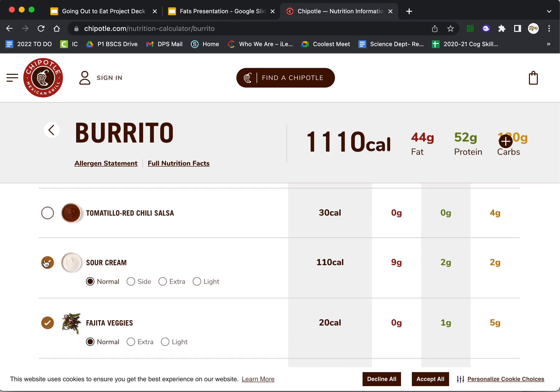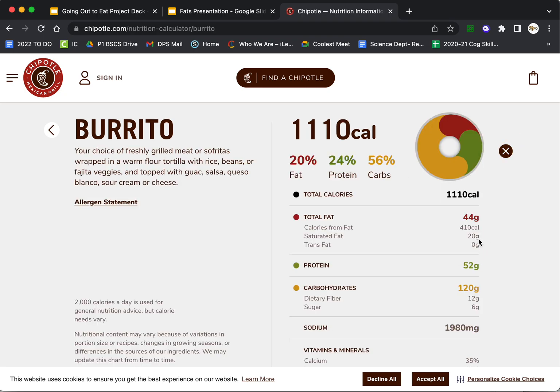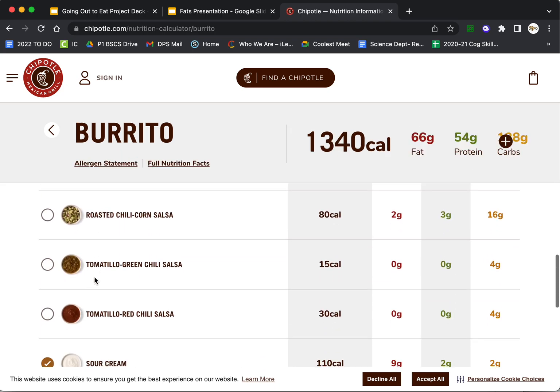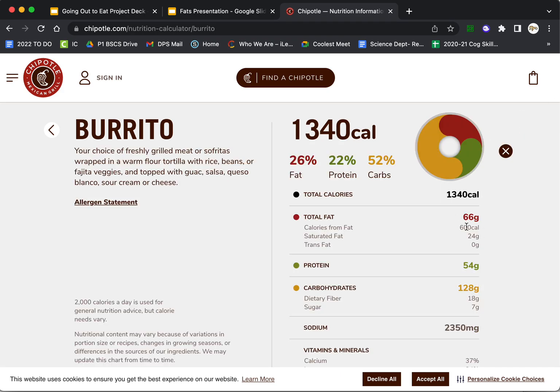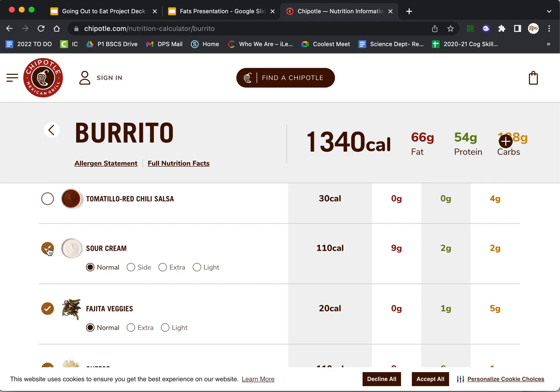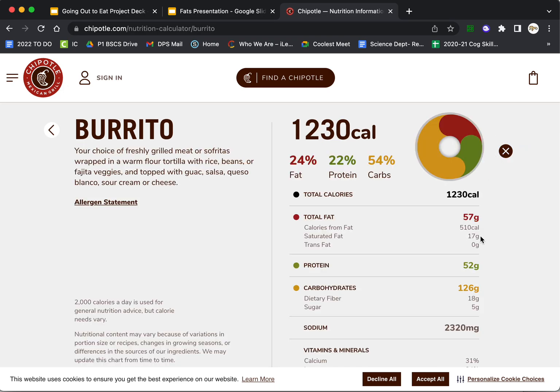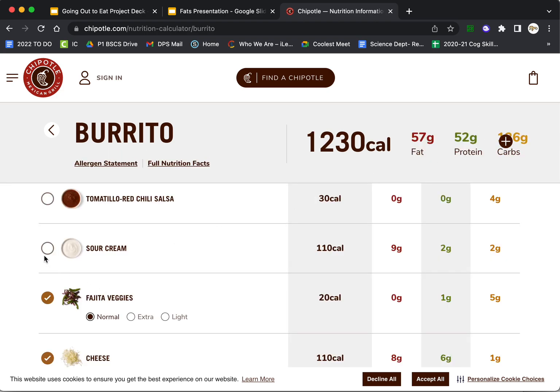If I looked at the sour cream, I'm at 20 right now. I'm actually going to add my guacamole back because I do not want to miss the guacamole. So I'm at 24 grams of saturated fat, 66 total. I could try eliminating the sour cream. That doesn't eliminate a whole lot of total fat, but notice this went down by a whole lot. It went down from 24 to 17. So that's a very significant amount.